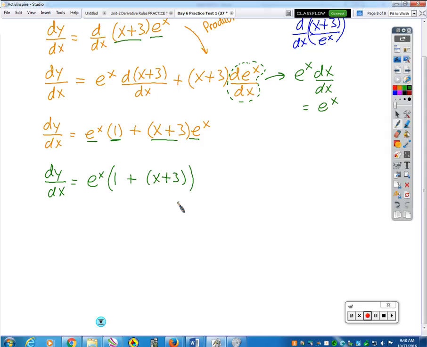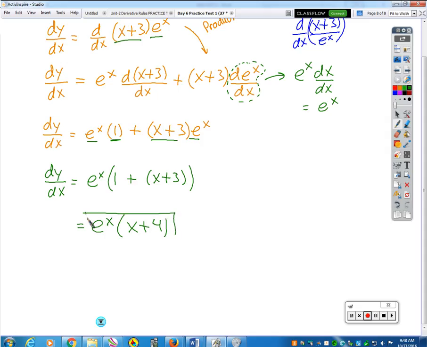Now, please remember, at this point there's only a positive 1 here, positive 1 here, positive 1 here. So all those positive 1s have no effect on the x plus 3. So that can be rewritten to what's really inside the parentheses: x plus 4. That's the correct answer.